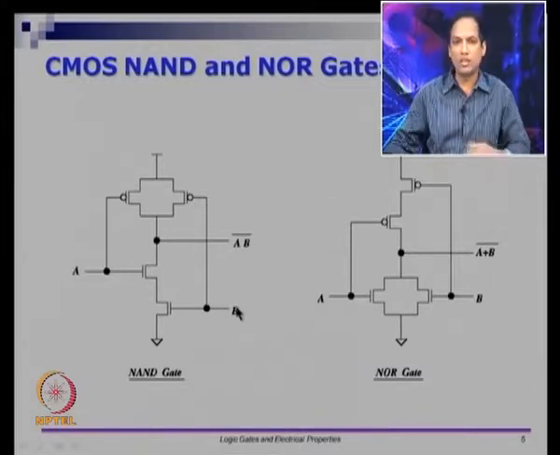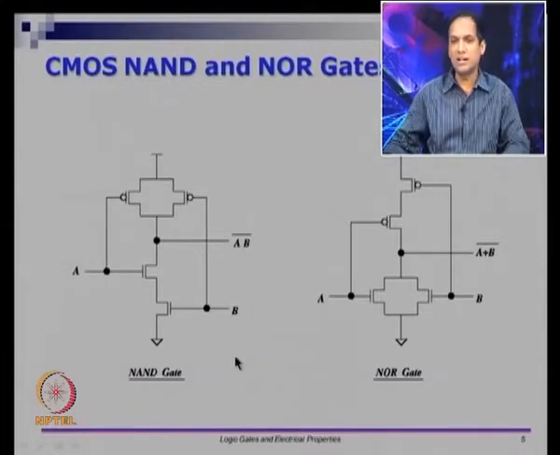In fact, if you want a 3 input NAND gate, then you have to put another PMOS transistor in parallel here and one NMOS transistor in series. If you want a 3 input NOR gate, then you have to put one PMOS in series here and one NMOS in parallel here. So, this is how NAND and NOR work.